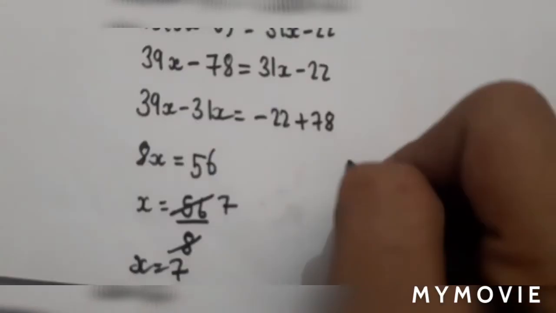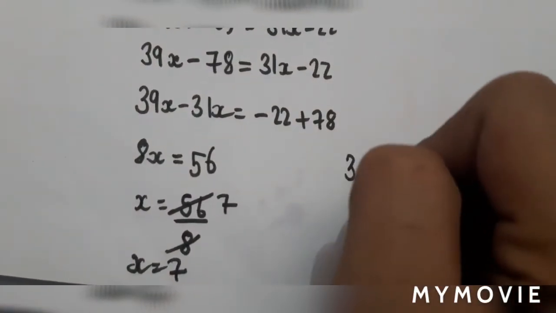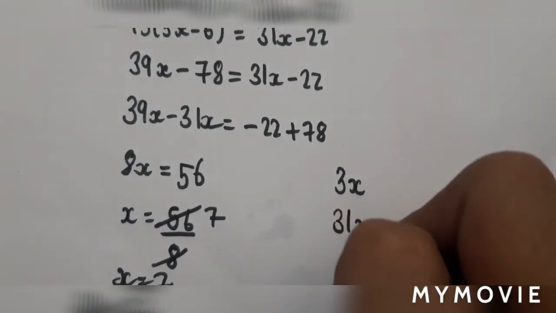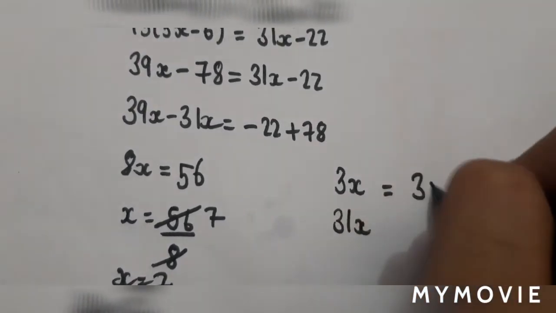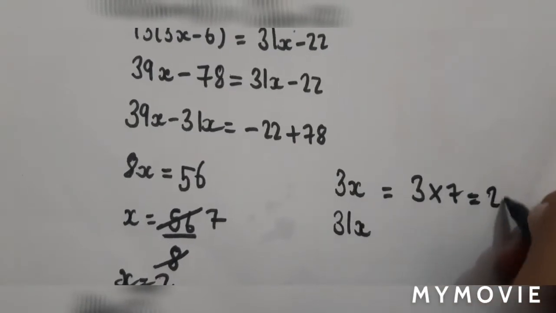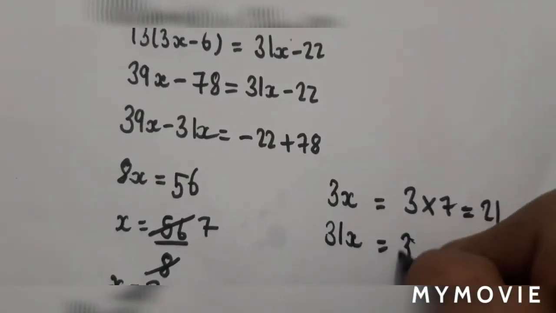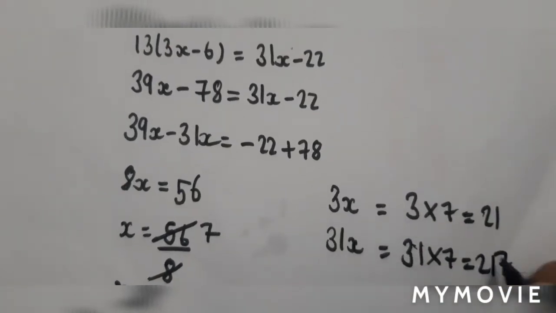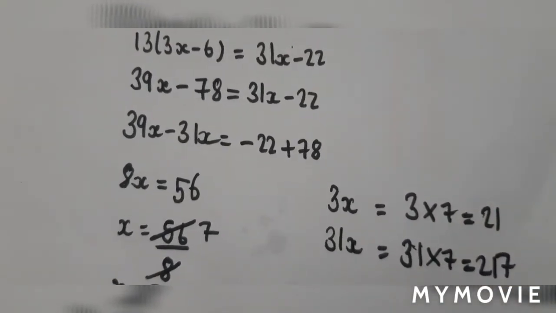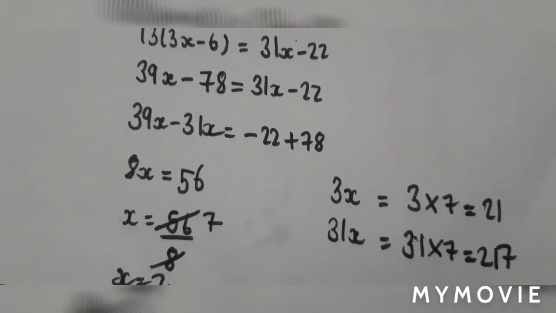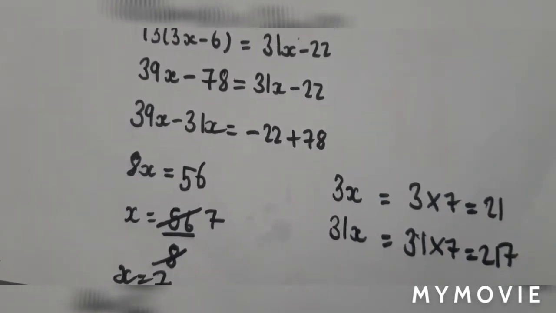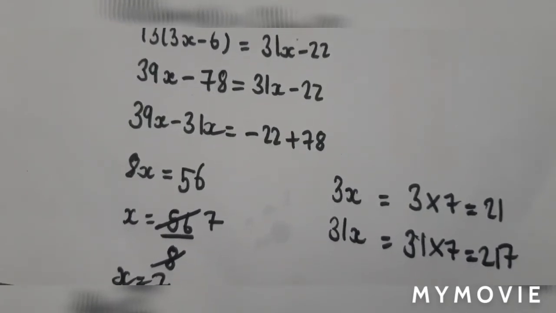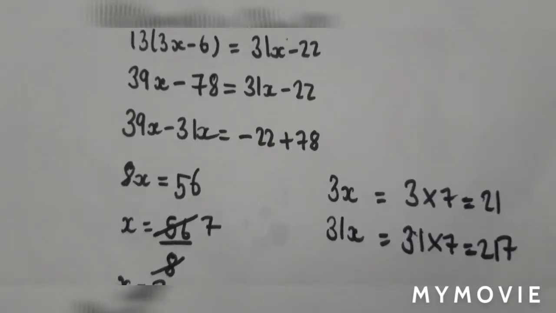So now the officers before the battle were 3x and the soldiers were 31x. So substitute the value of x, 3 into 7, 3 7s are 21 and 31 into 7, 7 1s are 7, 7 3s are 21. So friends, we got the answer. 21 officers were before the battle and 217 soldiers were before the battle. So friends, let's move on to the third question.